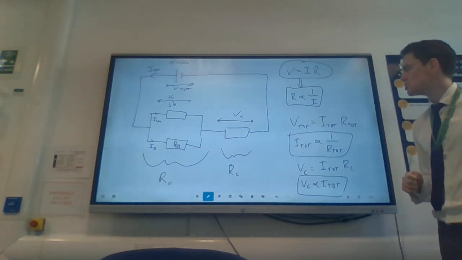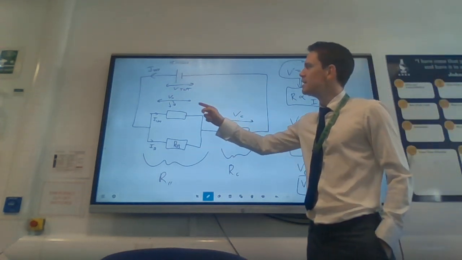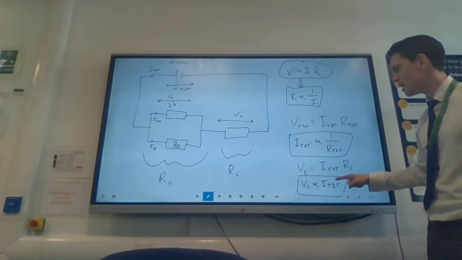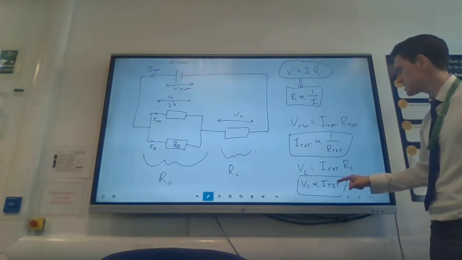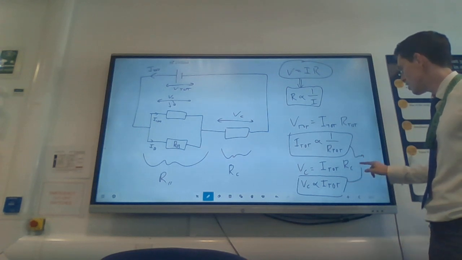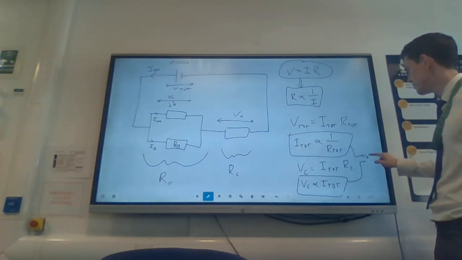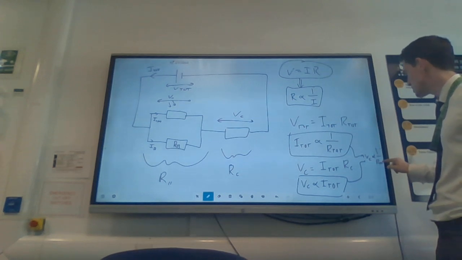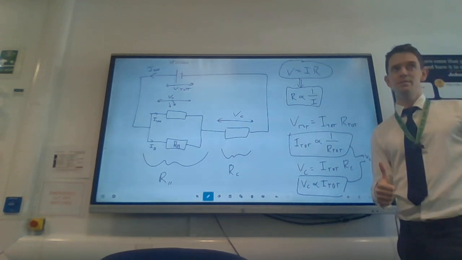If I told you that, can you see the chain that these have both got I tot in? So we actually have a relationship here together of VC is proportional to 1 over R tot. Okay.